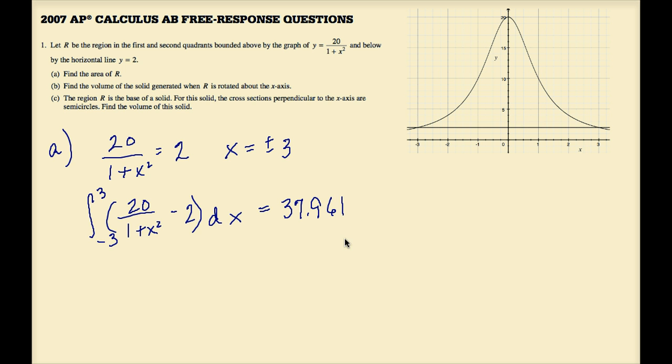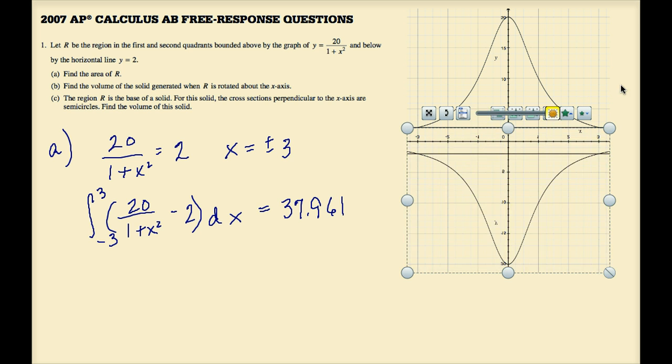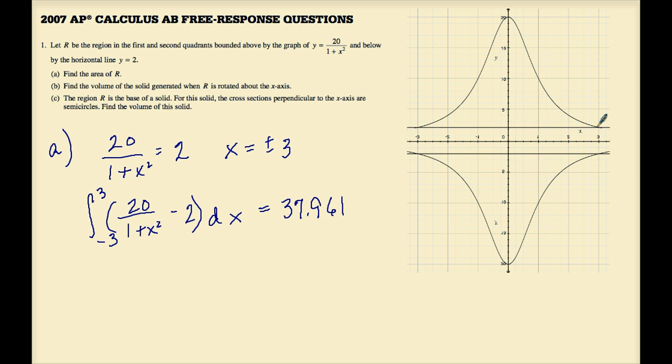Find the volume of the solid generated when R is rotated about the x-axis. So this is what we're going to see. Our shape rotated around the x-axis gives us a three-dimensional solid with a hole in the middle. This means we're going to need an outer radius and an inner radius in our integral. The outer radius is the distance from the x-axis to the function curve 20 over 1 plus x squared. The inner radius is the distance from the x-axis to the horizontal line y equals 2.